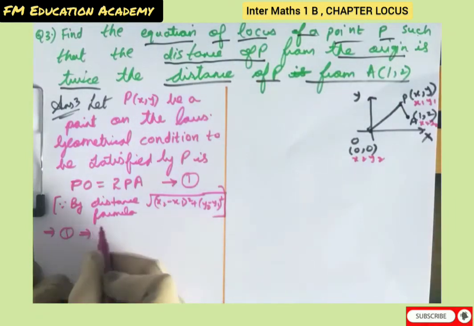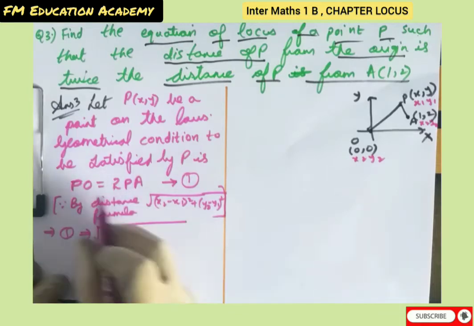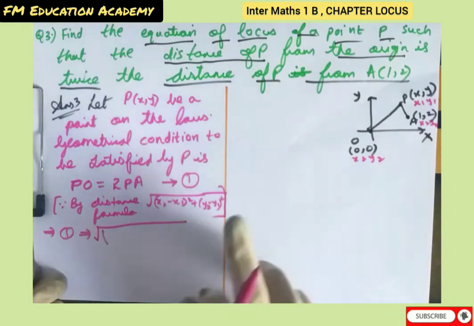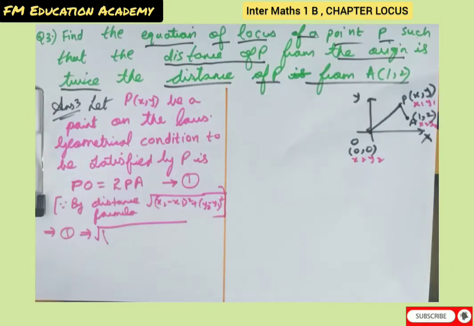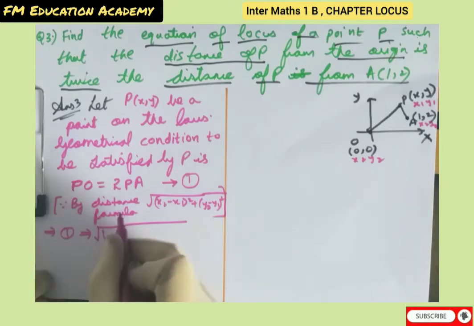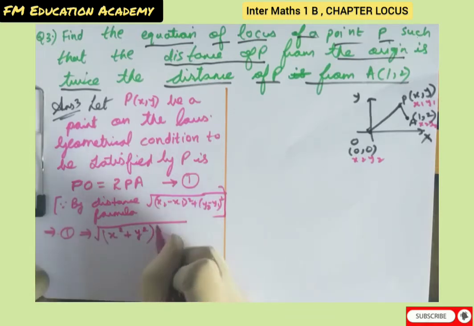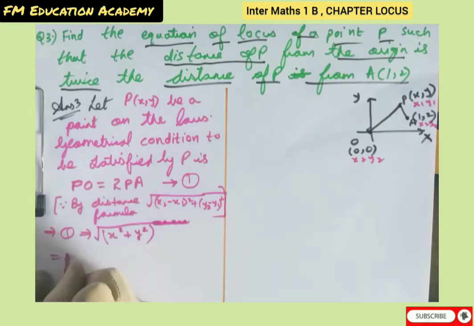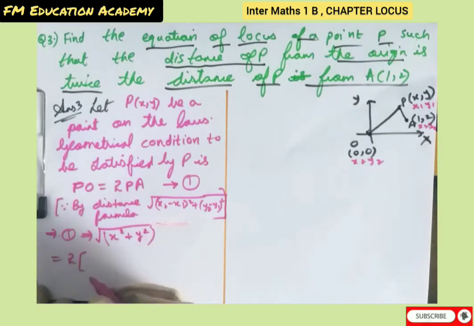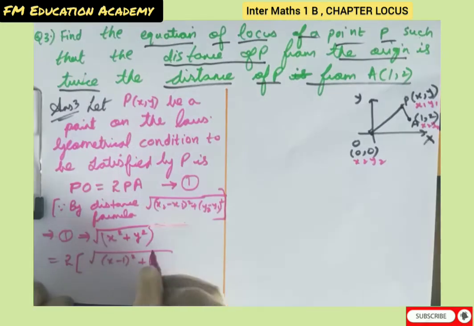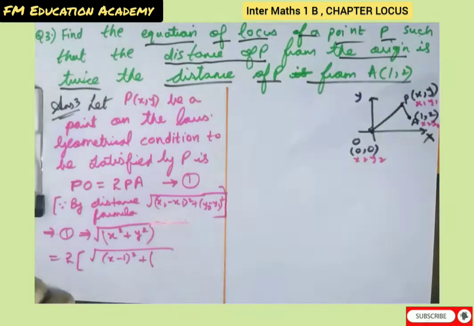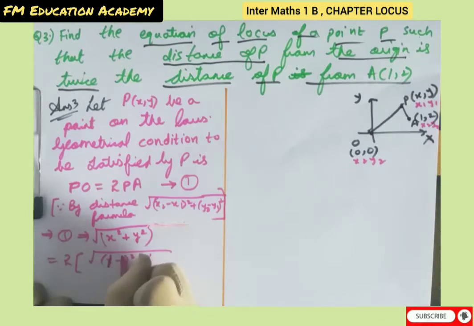So PO means, one more formula we know, the distance of P from origin is root of x square plus y square. So directly we'll write root of x square plus y square. This is the distance from origin formula. Then 2 times PA. PA here is root of (1 minus x) whole square plus (2 minus y) whole square.